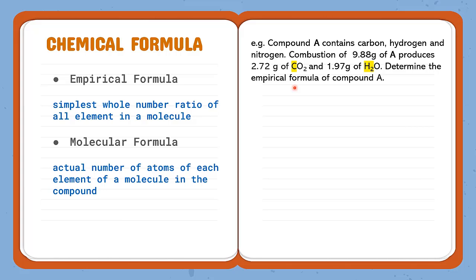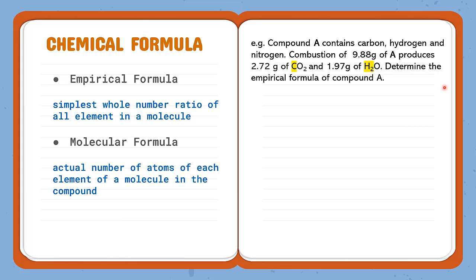The next sentence tells you another clue regarding combustion reactions. This combustion reaction is basically where we have compound A reacting with oxygen gas. From this combustion reaction come the key numbers that will aid us in determining the formula, which are 9.88 gram of compound A, 2.72 gram of carbon dioxide, and 1.97 gram of water.